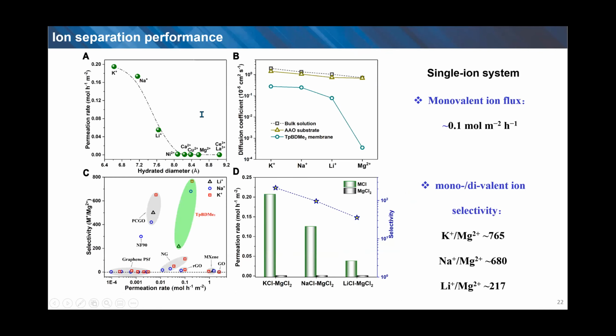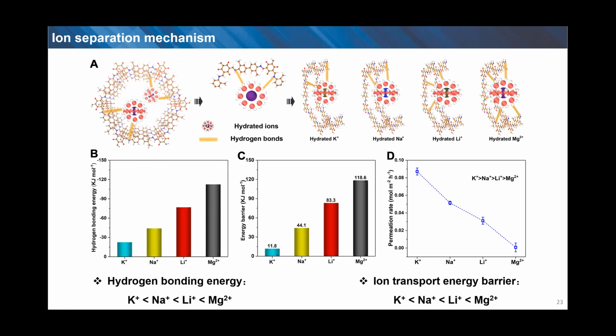As for the ion separation performance, the COF membrane shows a high monovalent ion flux and a high monovalent/divalent ion selectivity. The hydrated cations are surrounded by water molecules, and from MD simulations, we can see the cation hydrogen bonding energy follows the order: potassium lower than sodium, lower than lithium, and lower than magnesium. As a result, the ion transport energy barrier follows the same sequence, and the membrane ensures efficient monovalent/divalent ion sieving.